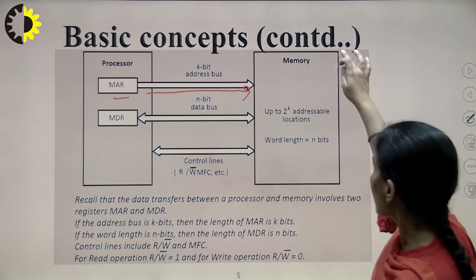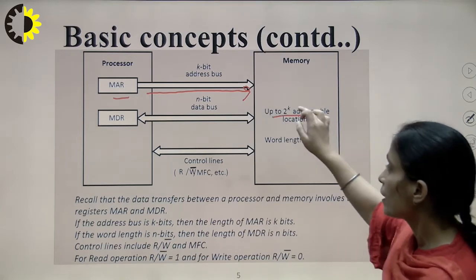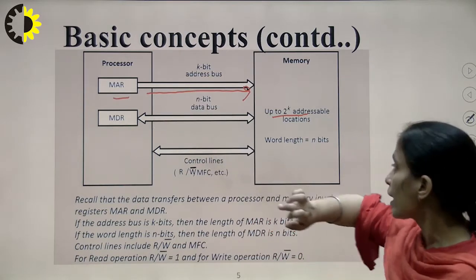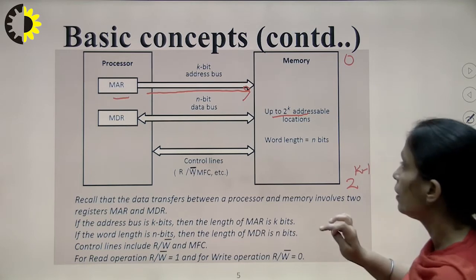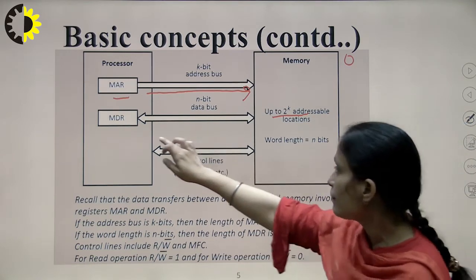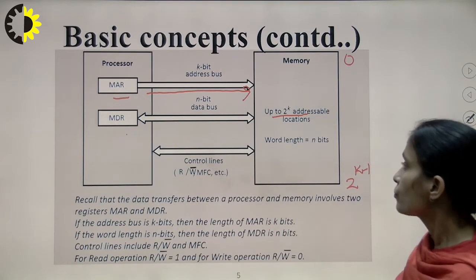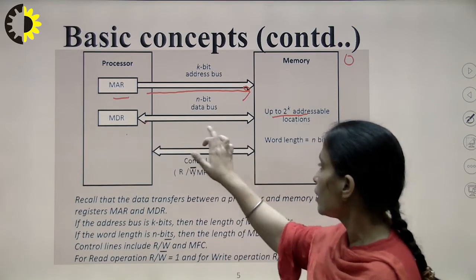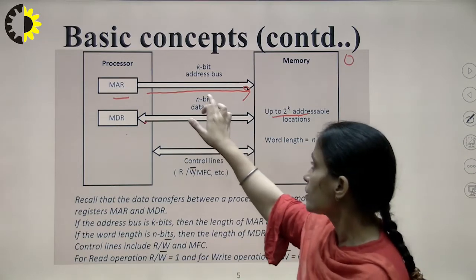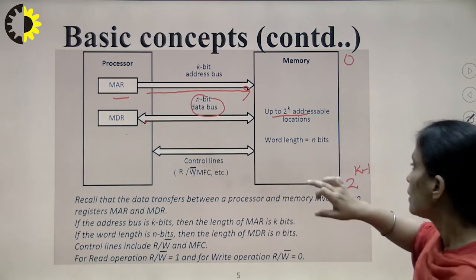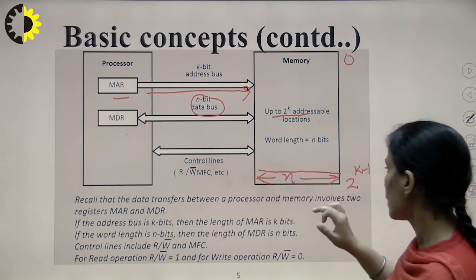Here we are saying that this main memory has 2 power k address locations if there are k bits in our MAR, that is 0 to 2 power k minus 1. Suppose the MDR is of n bits. MDR stands for memory data register. It is bidirectional because I can perform both read and write operations on my memory. So this has an n bit data bus, which means at every location I can store n bits.